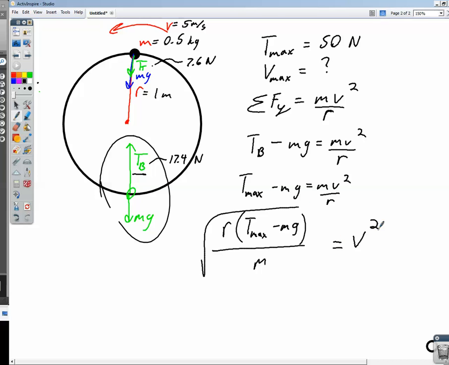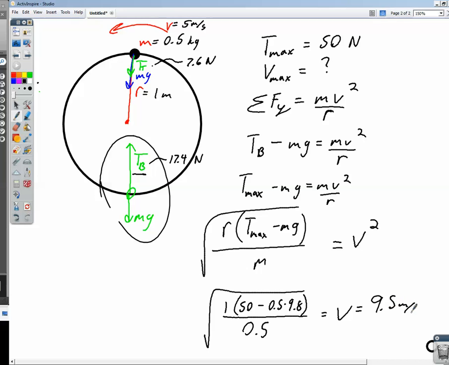So we put in some numbers down here on the bottom. We've got the radius, which was 1. T max is 50. We're going to subtract off 0.5 times 9.8. And we're going to divide the whole thing by the mass, which is 0.5. Take the square root. Throwing that into the calculator, calculator returns an answer of 9.5 meters per second.